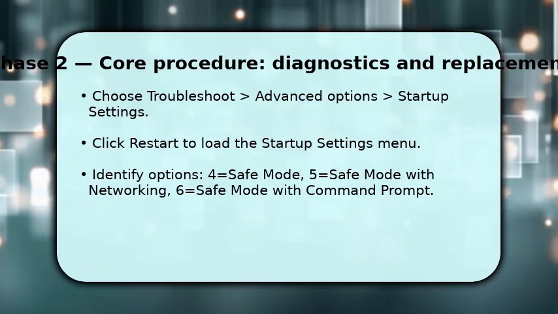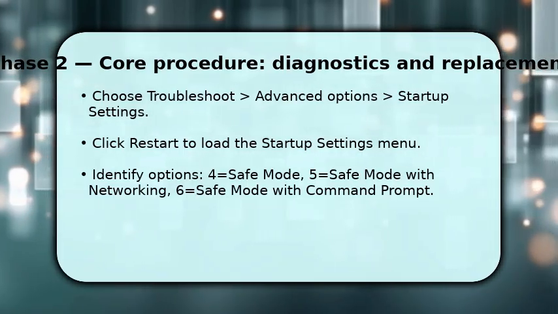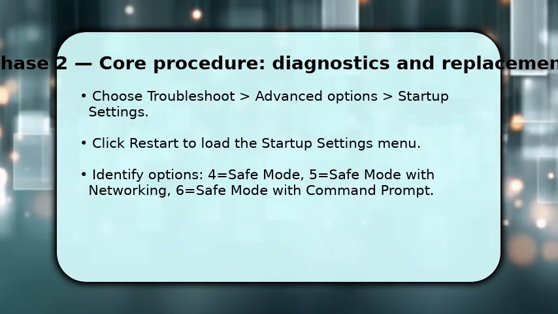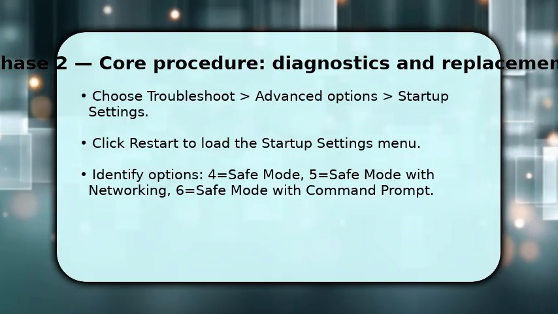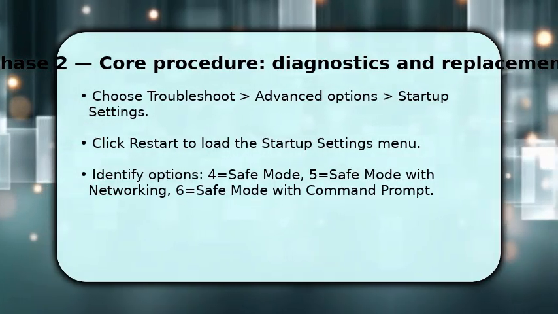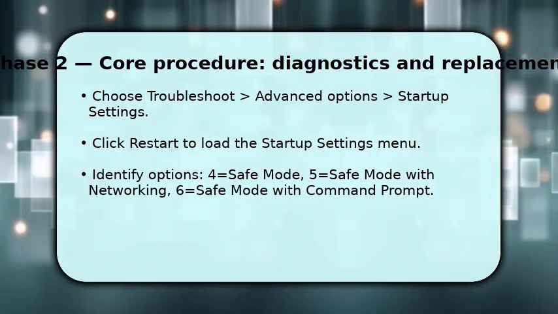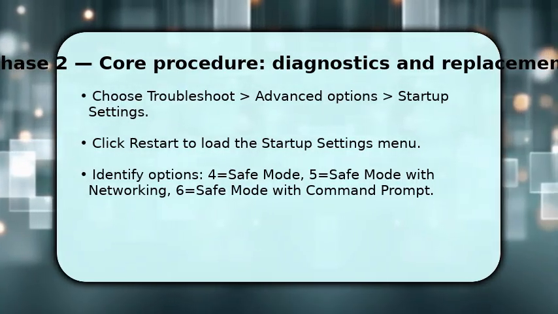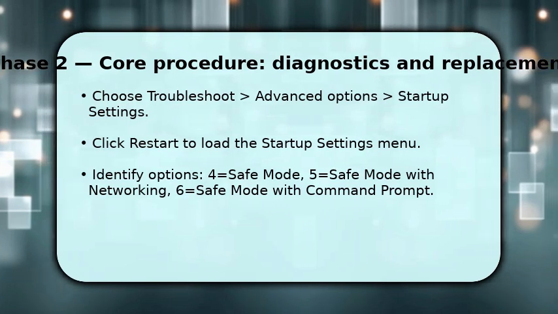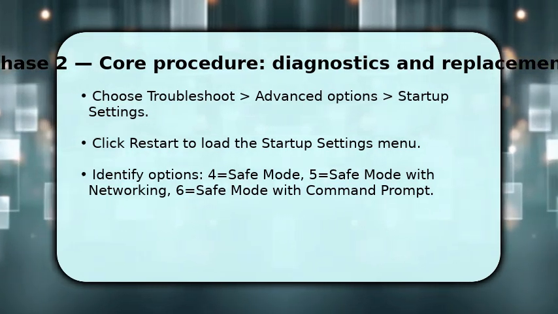You'll see numbered choices. Press 4 for Safe Mode, 5 for Safe Mode with networking, or 6 for Safe Mode with command prompt. I recommend 5 when you need internet. Choose 4 for basic troubleshooting. Make your selection quickly when the numbered menu appears. Press the indicated number key or F key to boot into your chosen Safe Mode option.